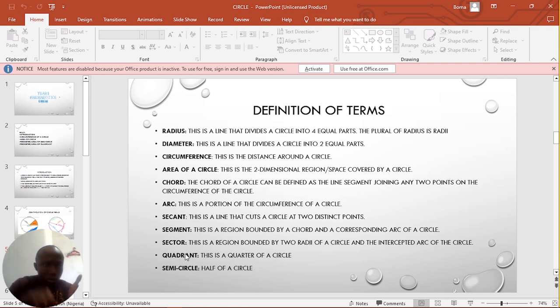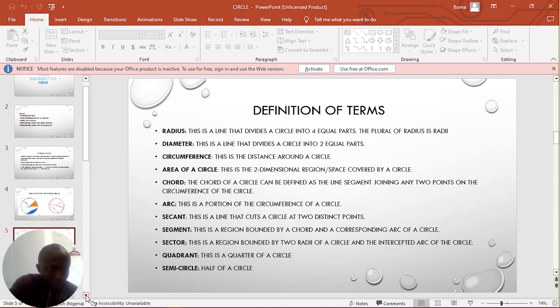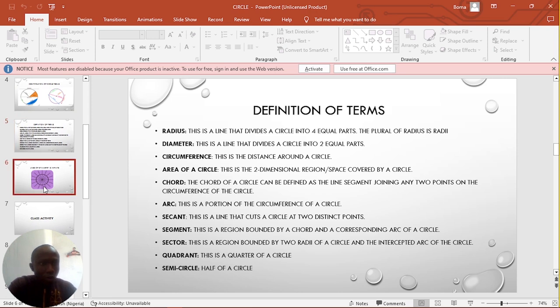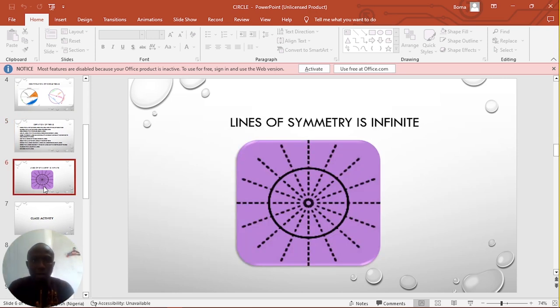Now we have what we call quadrant. A quadrant is just a quarter of a circle, while a semicircle is half of a circle. So we move to the next slide. Okay, now the next slide tells us about lines of symmetry, which is infinite. I've talked about it. There are so many, you cannot count them.